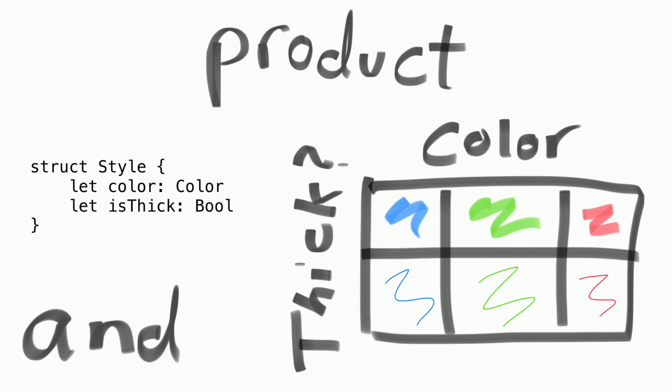The type theory word for "and" types is product types. Why do we call them product types? Well, because how many values are there? Let's say we have a color, and 3 different colors are possible, and it could be either thick or not thick, so there's 2. How many possible styles are there? 2 times 3 is 6. It's a product type. So structs are product types, and types.